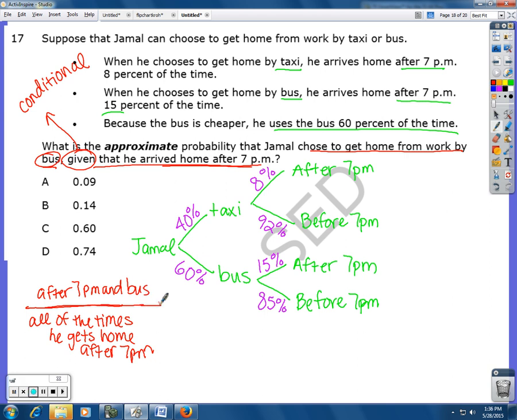So this really is what we're asking. What's the probability that he got home after 7 p.m.